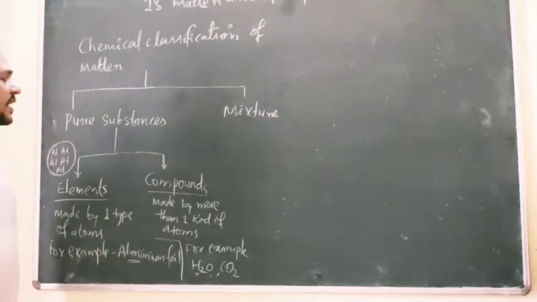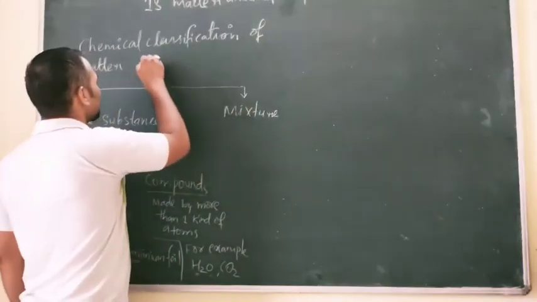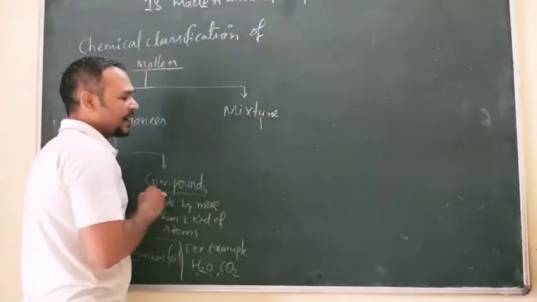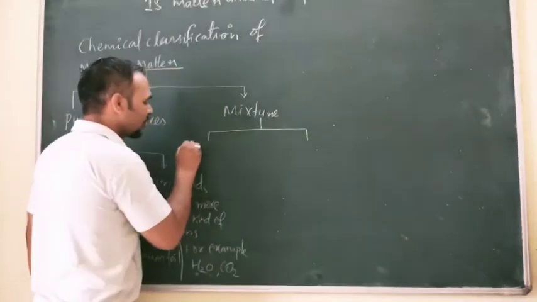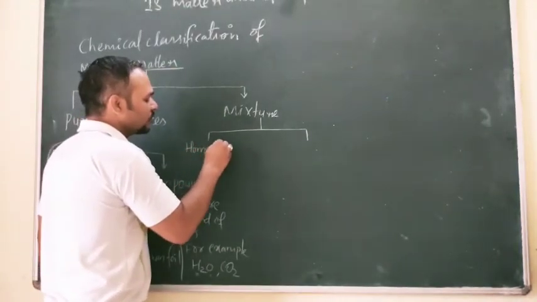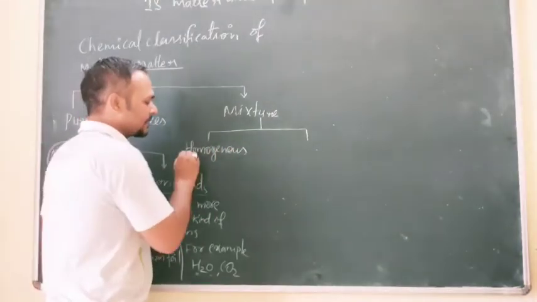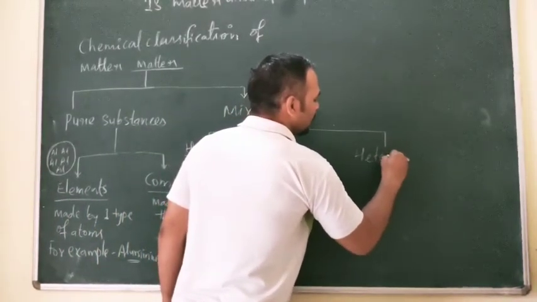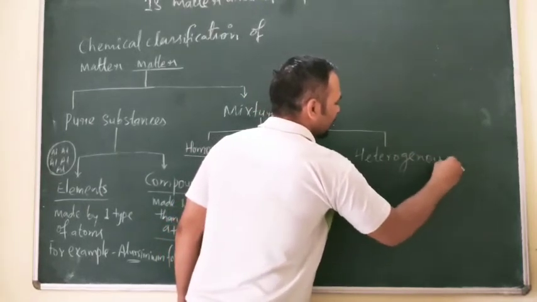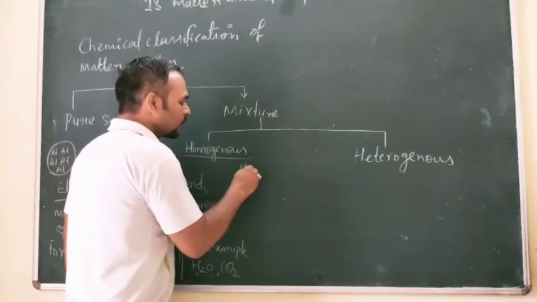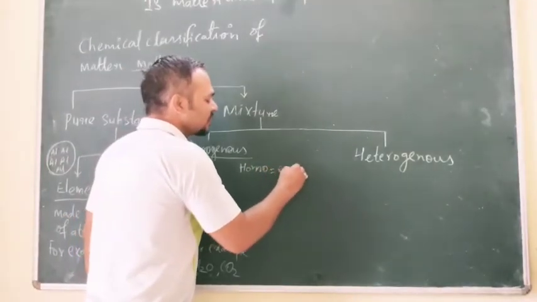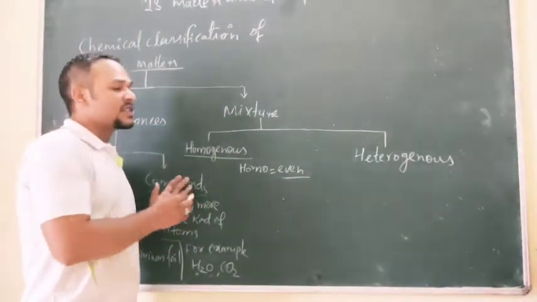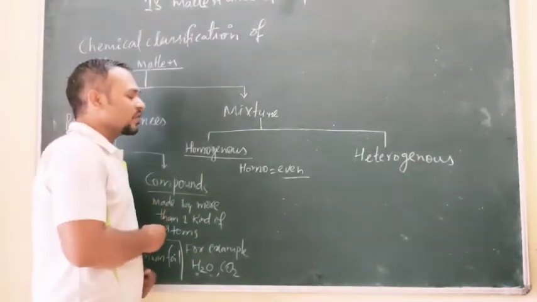That we will study further. Now moving to the next division of matter, that is mixture. Mixture is again divided into two parts. The first one is called homogeneous mixture, and the next is called heterogeneous mixture. Now, what is homogeneous? Homo means even. So, where the solute particles or constituents are evenly distributed, it is called a homogeneous mixture.